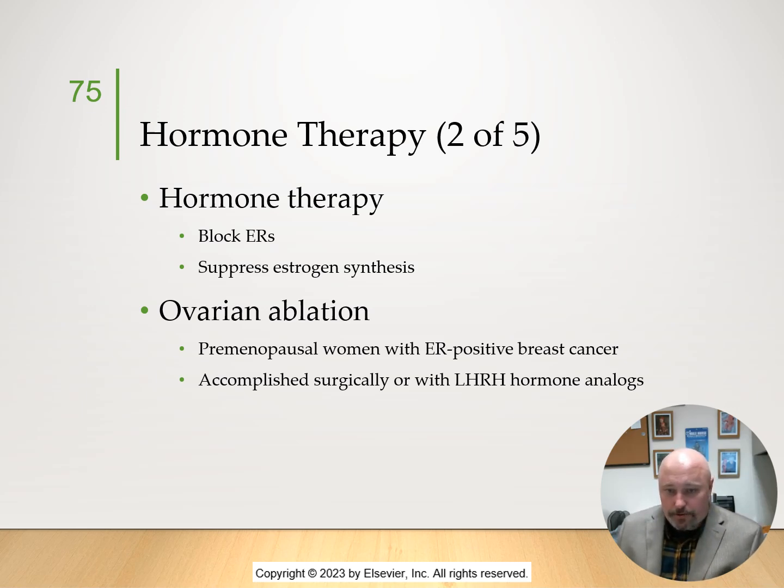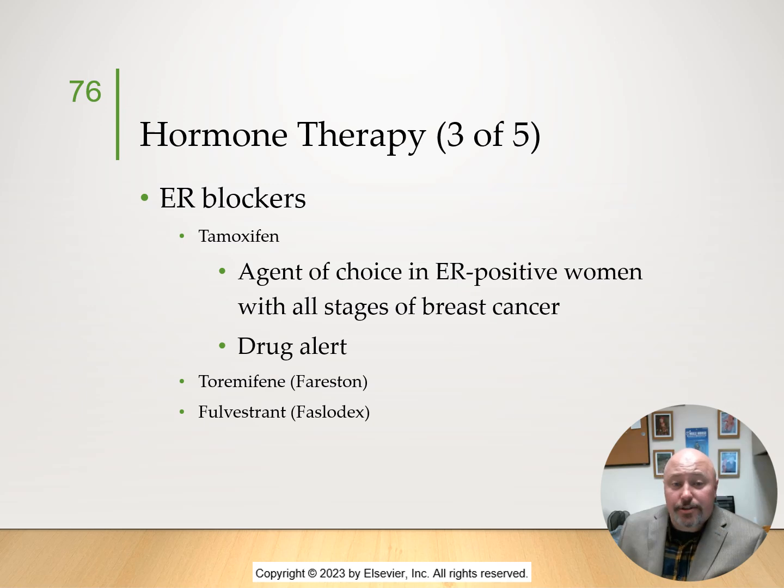Another option to lower the rates of estrogen would be ovarian ablation, used in premenopausal women with estrogen receptor positive breast cancers, and is usually accomplished surgically. There are many estrogen receptor blockers on the market, with tamoxifen being the most common. And this is a drug that comes up a lot in ATI and NCLEX, you're going to see. And keep in mind with this drug, the adverse effects often mimic menopause, with symptoms such as hot flashes.